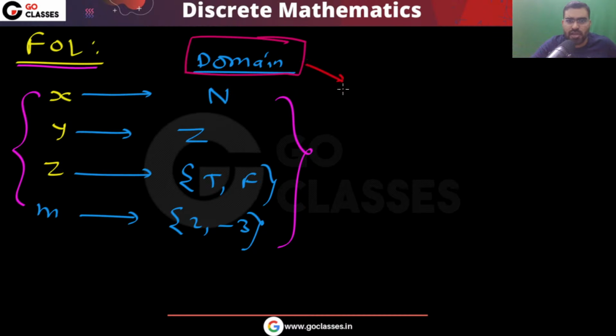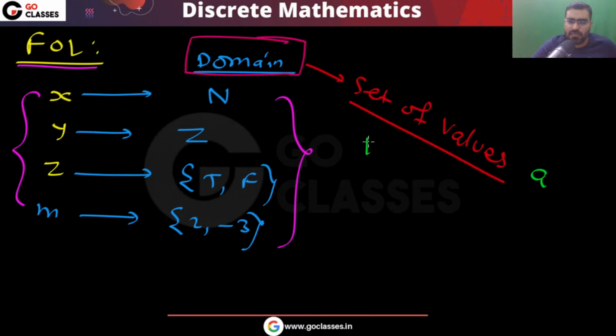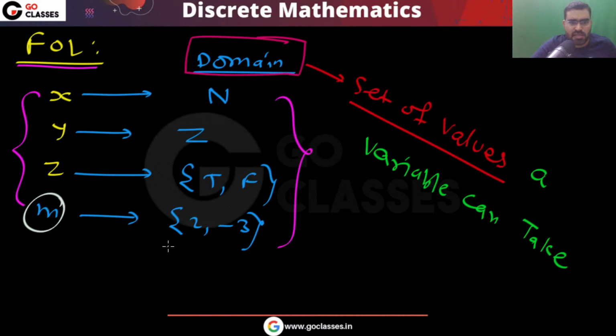So what is a domain in first order logic? This is the set of values a variable can take. Okay, set of values a variable can take. So remember, a very simple point I want to tell you, that this m has this domain, so this m refers to this domain.